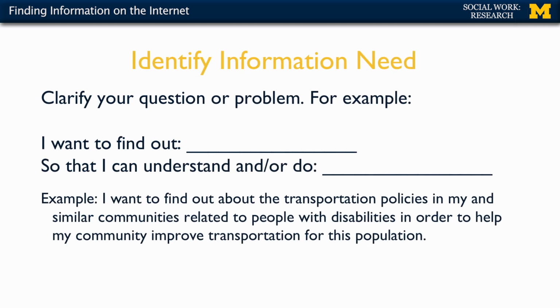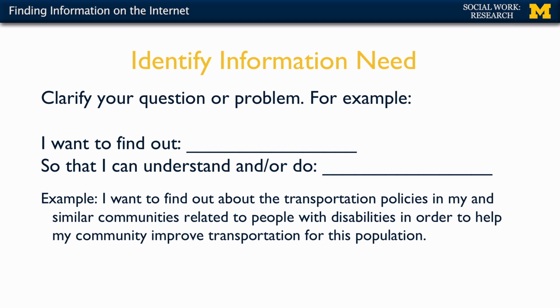In identifying your information need, first clarify your question or problem. You can ask yourself what you want to find out. You can fill out this statement, for example. I want to find out the following so that I can understand or do or accomplish a certain thing. In the example on the screen, I want to find out about the transportation policies in my and similar communities related to people with disabilities. That is the what. The why is in order to help my community improve transportation for this population.